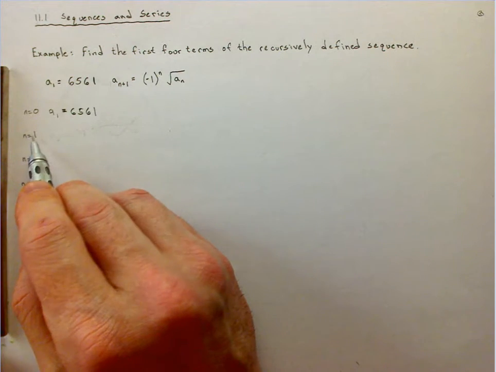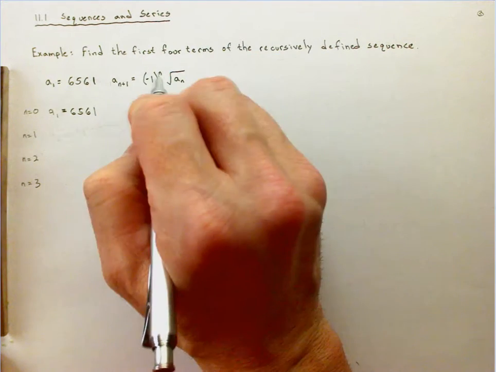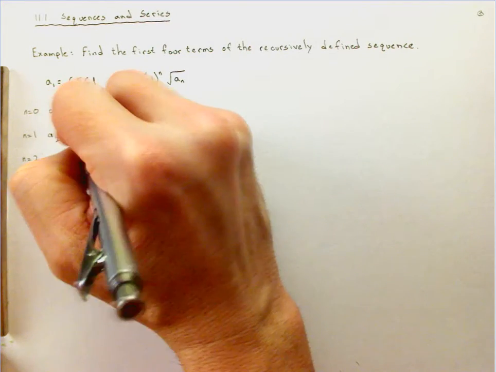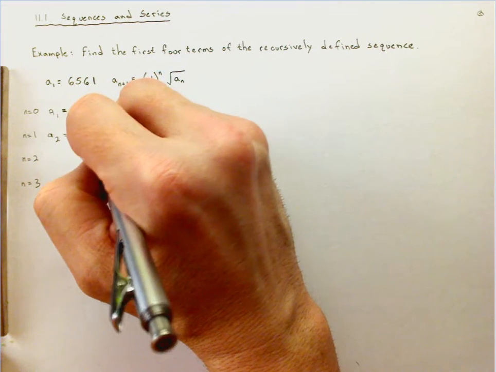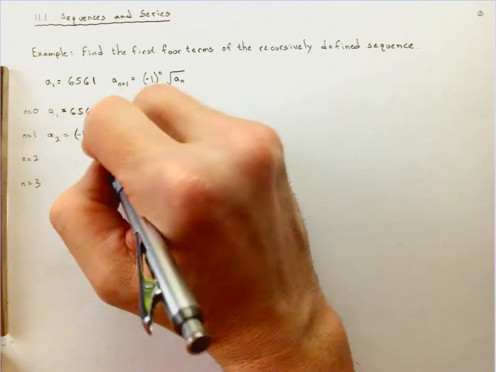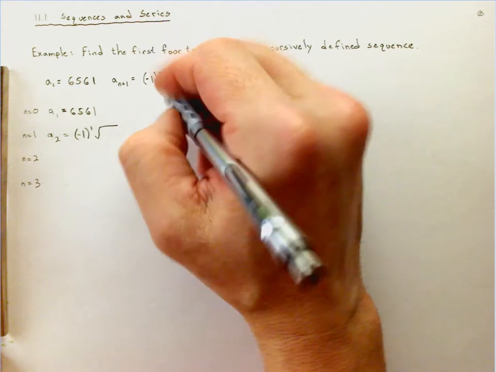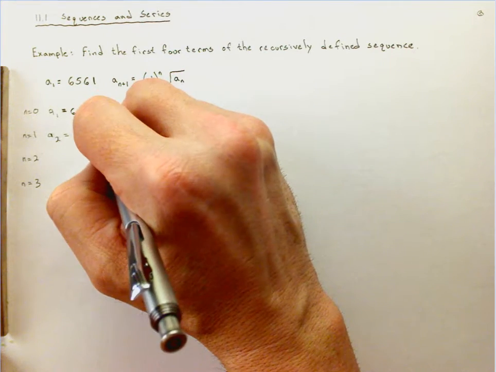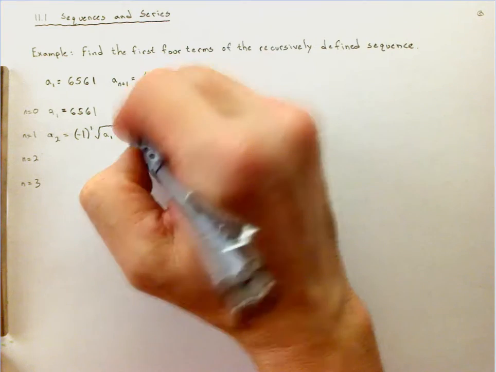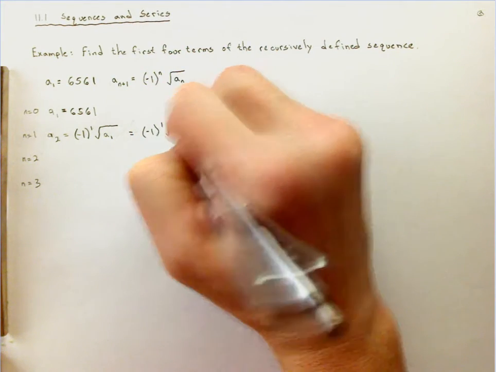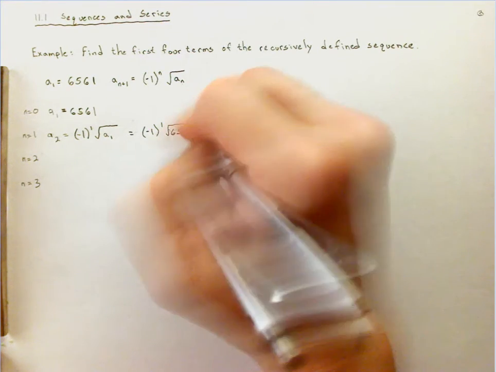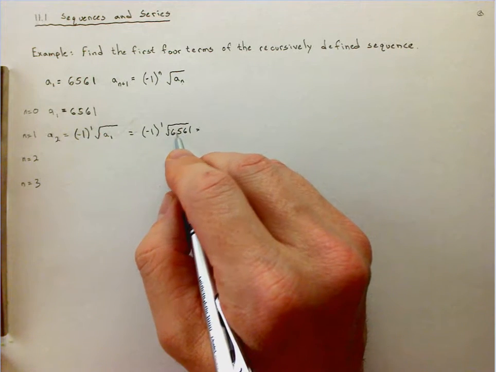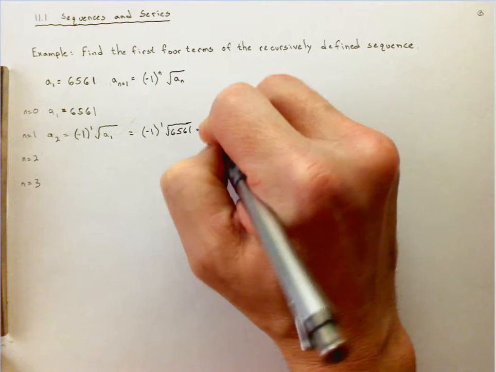Alright, so n equals 1. That means I'm going to replace everywhere there's an n with the value of 1. So this turns into a sub 2. So a sub 2 equals a negative 1, and see, there's an n, so I'm going to put a 1 there, times, and this is a to the first, right? N is 1. What is a sub 1? A sub n, n has the value of 1, so therefore I replace it. A sub 1, which is the numeric value of 6,561. Well, this is a negative 1. Negative 1 to the first power is a negative 1. And this number here is the square root of 6,561, which is 81. So I have a negative 81.